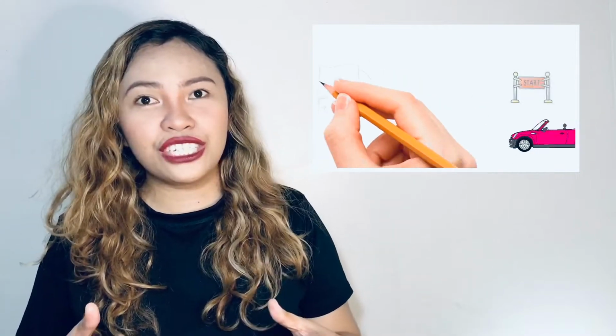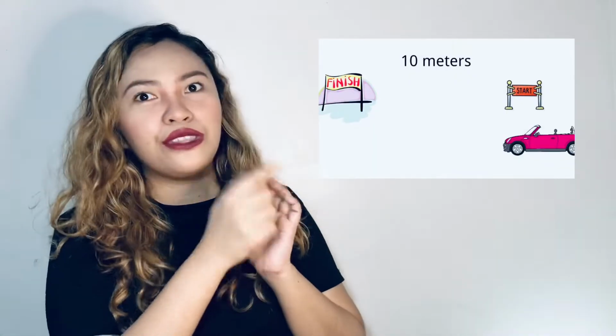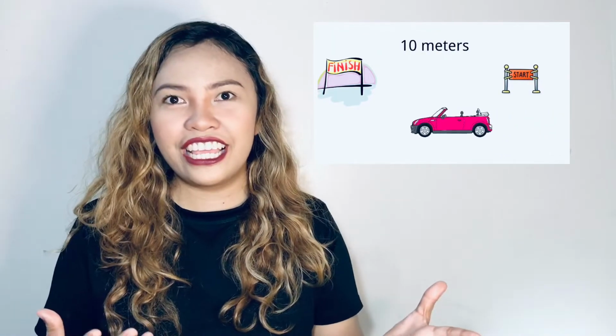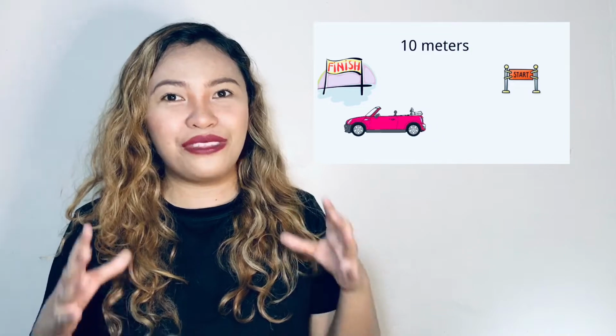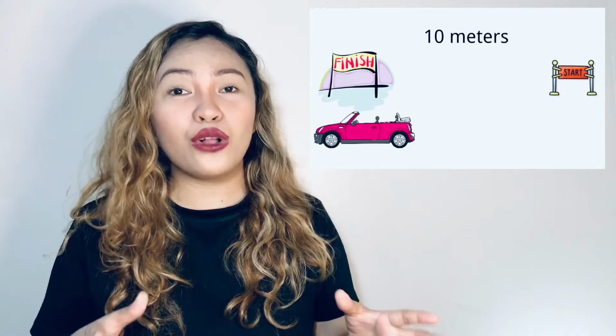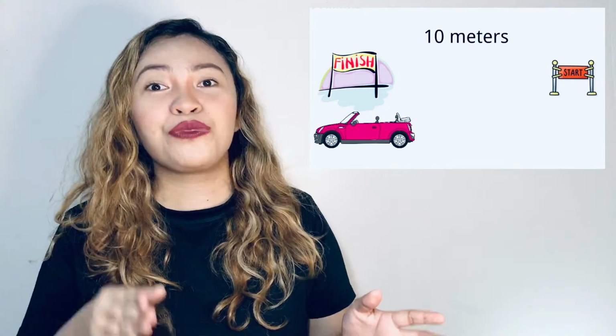Another example is this car that is about to move to the left. From start to finish, the separation distance is 10 meters. So say for example, this car is going to the finish point coming from the starting point. So the total distance traveled by this car is 10 meters and the displacement is also 10 meters to the left. But what if we change the situation?